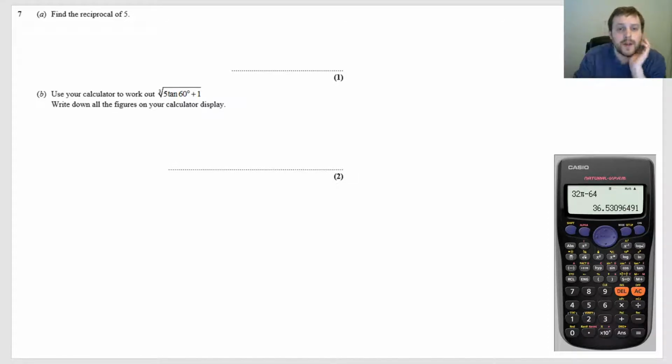Find the reciprocal of 5, so we just need to do 1 divided by 5. So you could write a fifth, or you could write 0.2. It's up to you, whichever you want. Reciprocal of blah blah is 1 divided by blah blah. That's what the reciprocal means, okay?